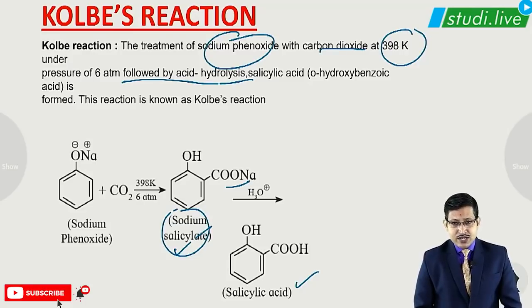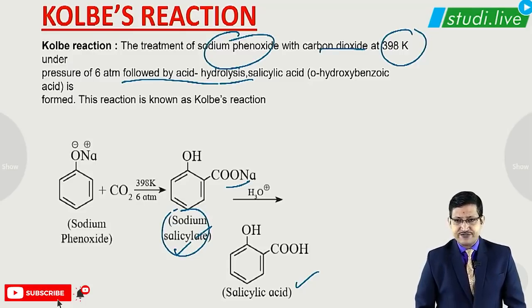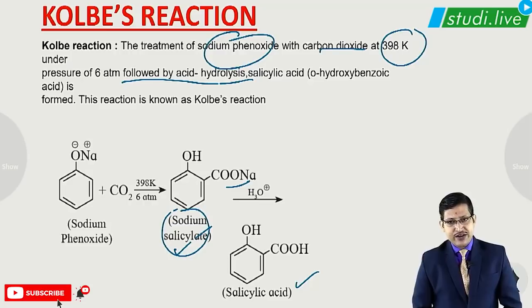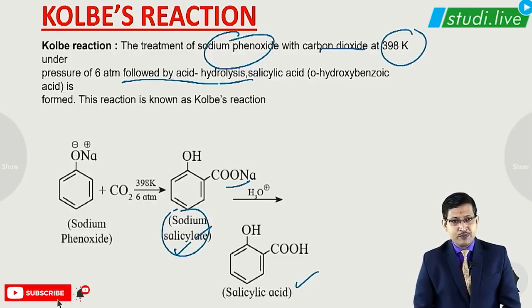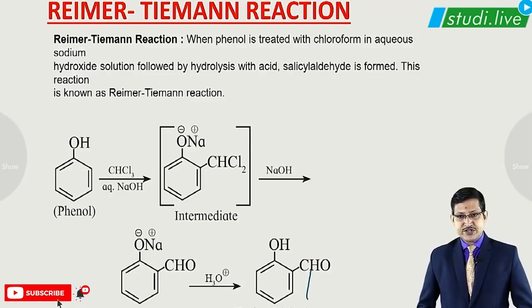So you can make a list of all the reactions that we are discussing right away, and you can write down the name of the reactants and name of the products. That will also help you to develop your more better understanding for this topic. The next reaction is Reimer-Tiemann reaction.